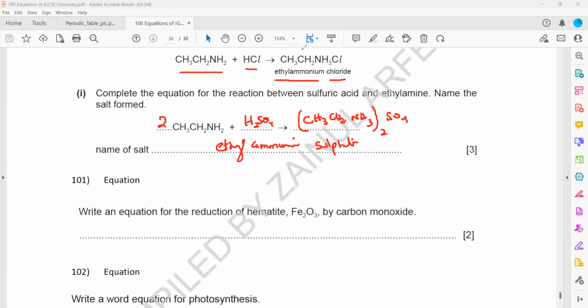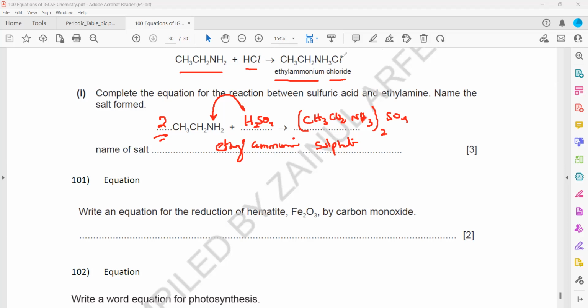So one molecule takes one hydrogen, so two molecules will take two. Because here it is H2SO4, so we need two molecules of ethyl ammonium. One molecule takes one hydrogen, then another molecule takes another hydrogen. That's why it is NH3, not NH4. If only one molecule was reacting, then it would become NH4. But here two molecules should react. That's why it is NH3.